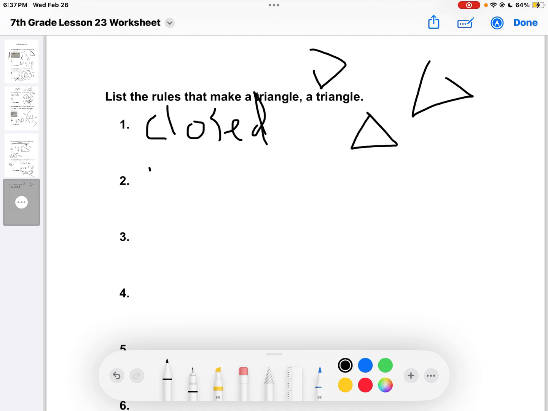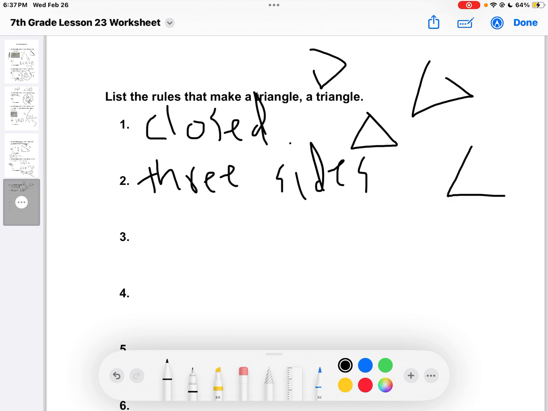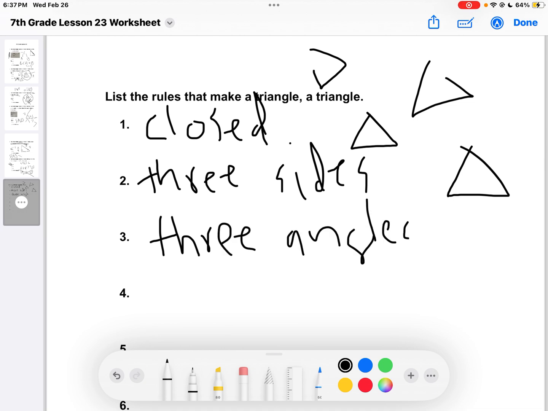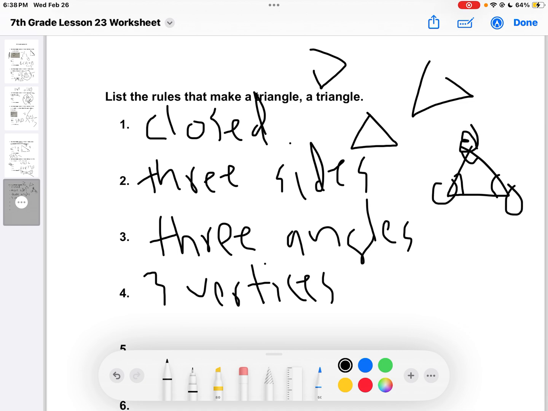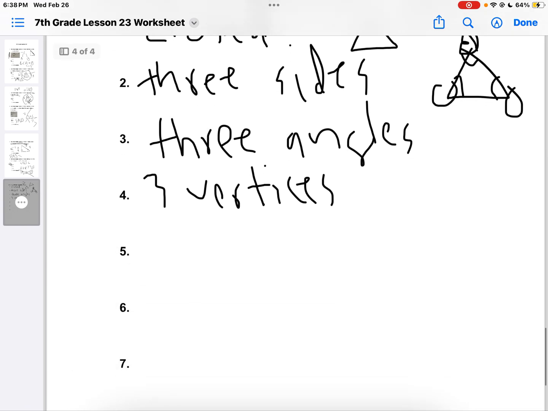Number 2, it needs to have 3 sides. A triangle can't be formed without A, B, and C. And number 3, it needs to have 3 angles. If a triangle has 3 sides that are all closed, that means it will have 3 angles. Number 4, it must have 3 vertices. If you don't know what a vertex is, it's a tip. So the tip over here, the tip over here, and the tip over here. It needs to have 3 vertices where each of them connect.